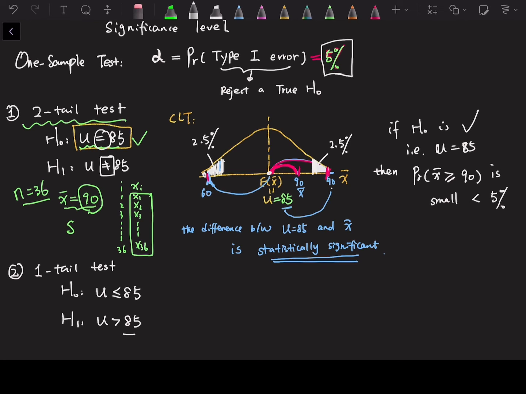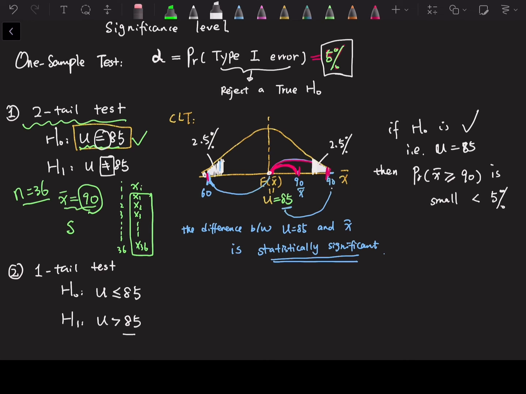That means if the null hypothesis is true, there is only less than 5% chance you randomly select a sample and get a sample mean of 90, this large. If this is the true population mean, it's very unlikely, less than 5% chance, even less than 2.5% chance, that you randomly select a sample and observe a sample mean as large as 90 or even greater than 90.